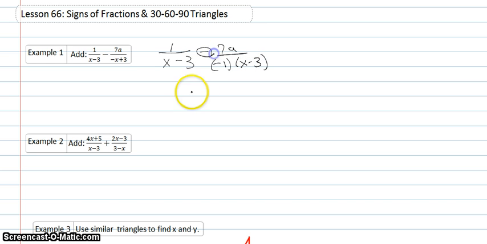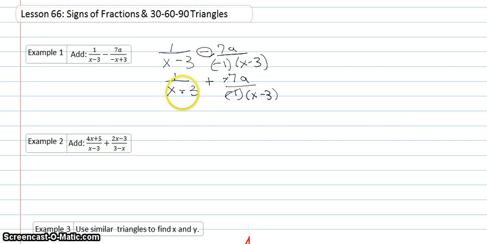Now, we have a negative on top and a negative on bottom. We can rewrite this as plus -7a over -1 times x minus 3. And then I can cancel this negative with this negative because a negative divided by a negative is a positive.